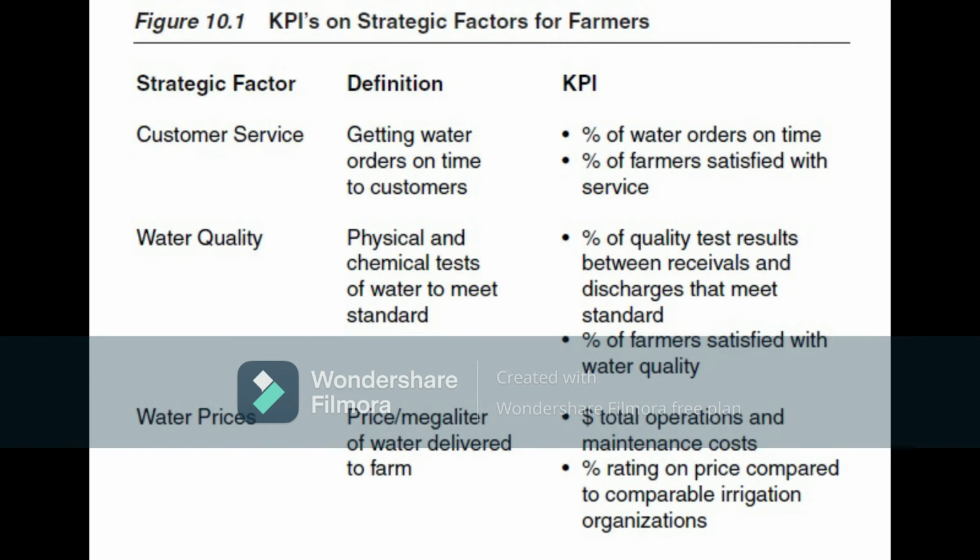It is clear from this example on the farmers and Griffith Irrigation that on the strategic factors for farmers we are able to predict future revenue. Thus KPIs on customer service, water quality and water prices become leading indicators of the KPI, revenue from farmers. And this, my managers, is a breakthrough.